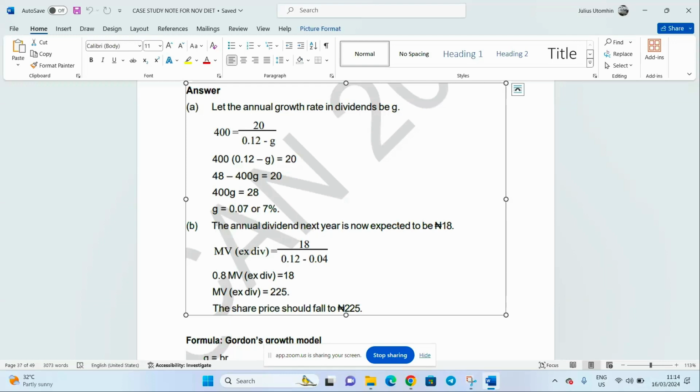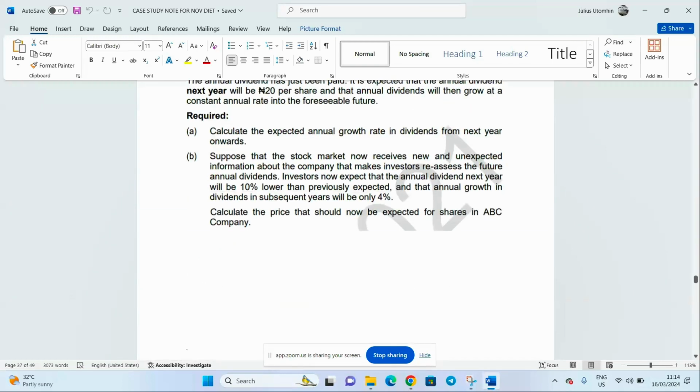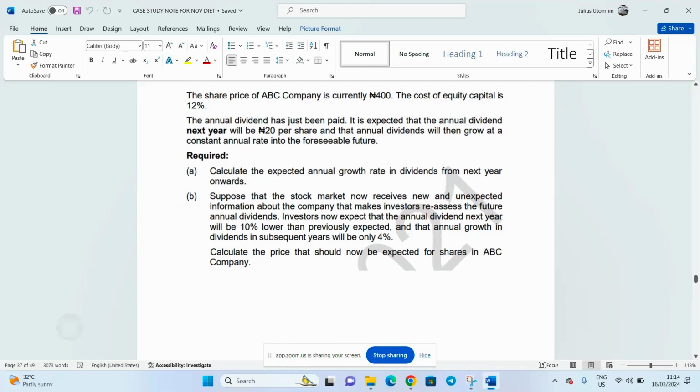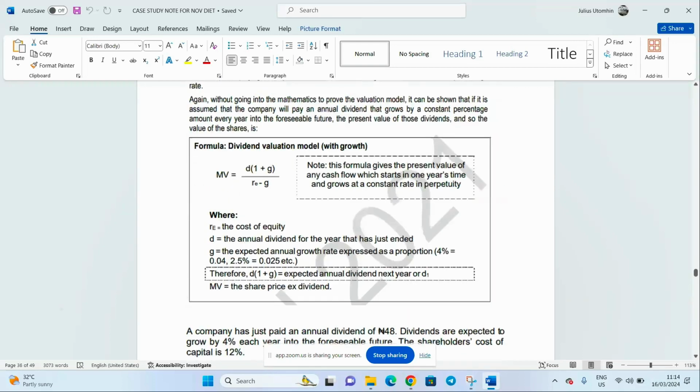Okay, market value is 400 already, according to the question. Share price of the company is currently 400. That's the market value. Cost of capital is 12%, and the annual dividend is 20. This is the formula for calculating that. Market value is equal to dividend bracket open 1 plus growth, bracket closed, divided by cost of capital minus growth.